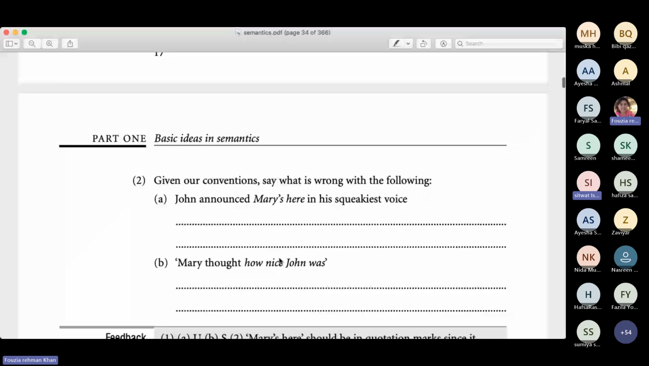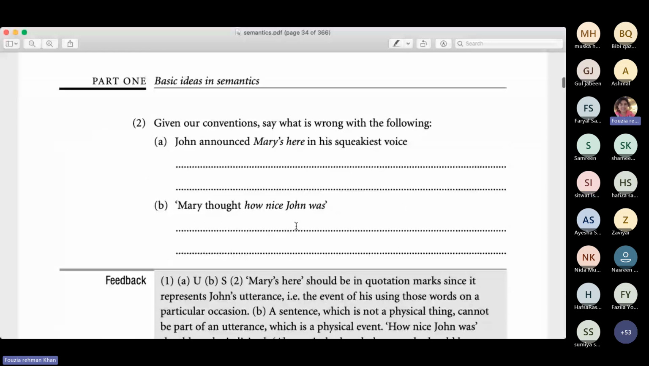Given our conversation, what is wrong with the following? John announced Mary is here, in his quickest voice. Now this is direct speech. Which one? Here. Mary is here. This should be in the speech marks, right? John announced "Mary is here" in his quickest voice. So what's wrong? The speech marks are missing. Next, Mary thought how nice John was.